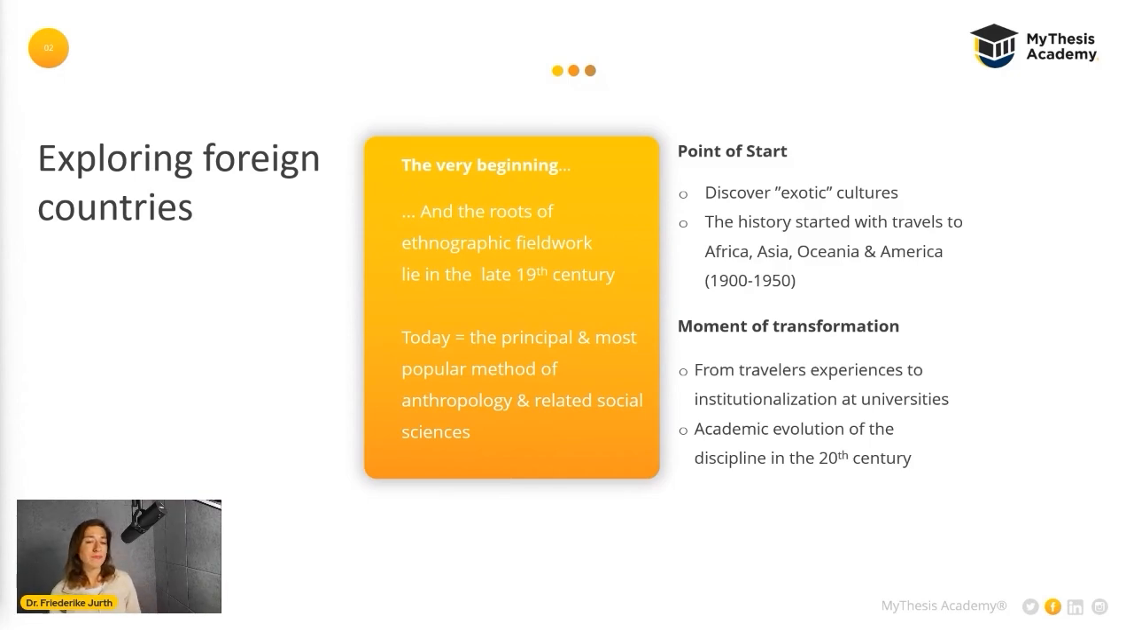Then we passed through the moment of the academic evolution and development of the discipline, which took place during the 20th century.